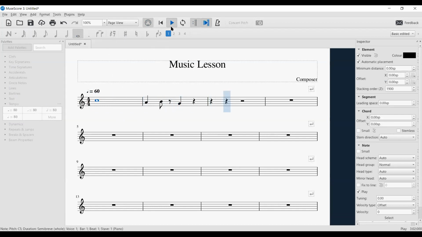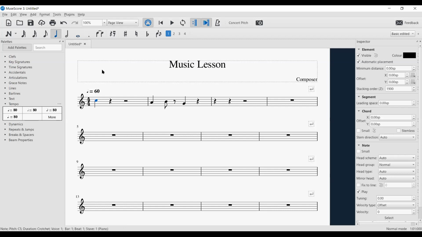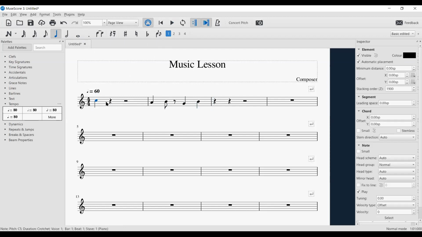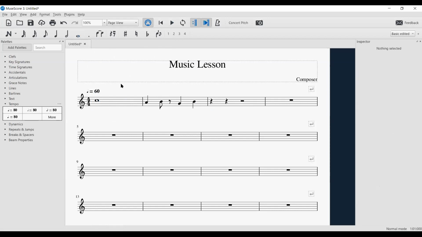Did you notice that? The duration of the rest was recognized as well. You notice that on the rest, there was no sound. If we put a note there, for example, and then escape, I'm going to play this again. Okay, something happened. There you go. I'm going to play that again.